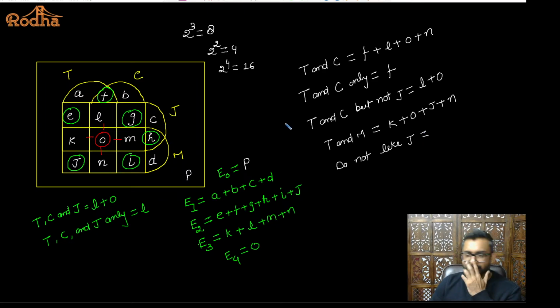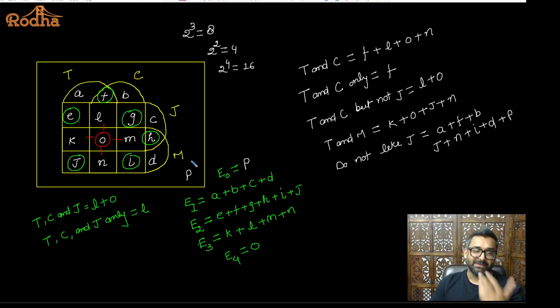Do not like J. Do not like J का मतलब क्या हो जाएगा? A plus F plus B plus J plus N plus I plus D plus P. Okay. So anybody who is outside juice will not be liking juice. A plus F plus B plus J plus N plus I plus D plus P. That is the number of people who do not like juice. Is that okay? Now, I mean, there can be multiple statements we can discuss.